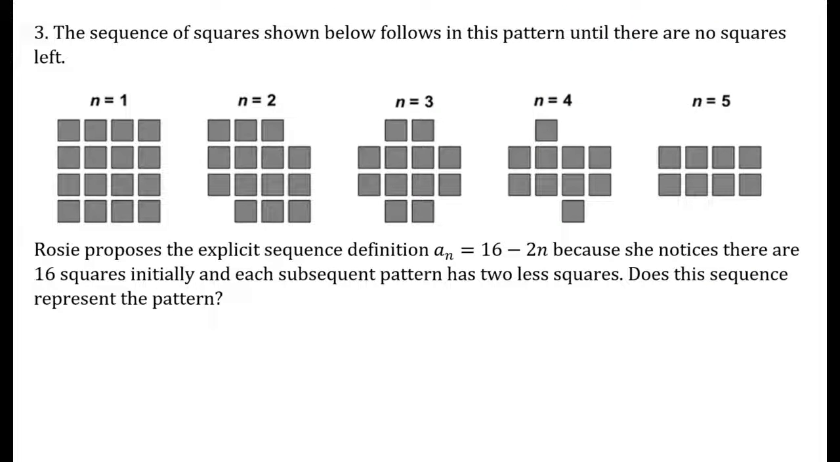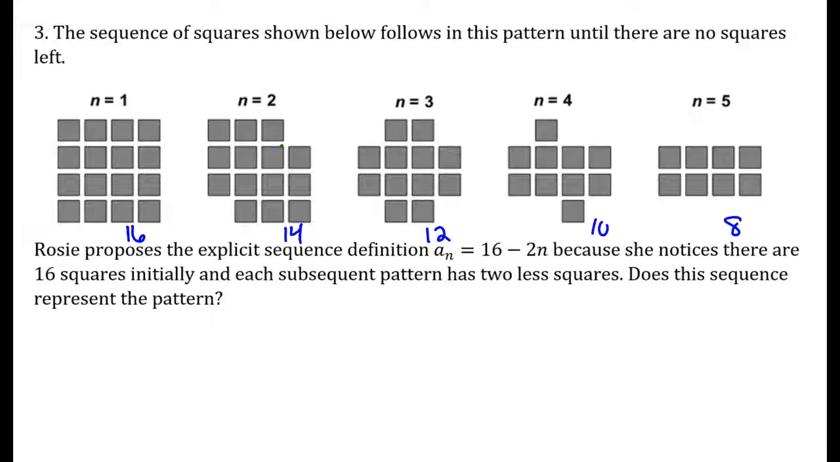Number 3: the sequence of squares shown below follows this pattern until there are no squares left. Yes, we can count the boxes here, but let's visually see what's happening. I start off with 16 squares. Then we went to 14 squares because I lost those 2. Then I lost 2 more, so I went to 12. I lost 2 more, so I went to 10. So clearly this looks like an arithmetic sequence because I keep on adding -2, or keep subtracting 2.